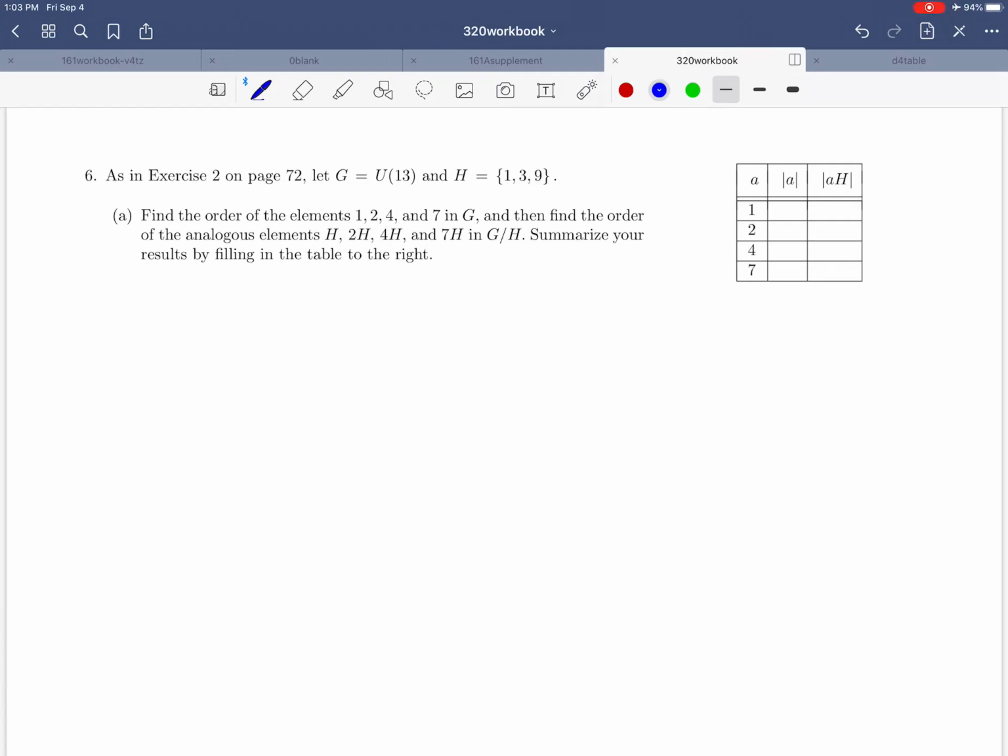Hello everybody, and welcome to exercise 6 on page 74 of the workbook. Let's take a minute to read this example together.